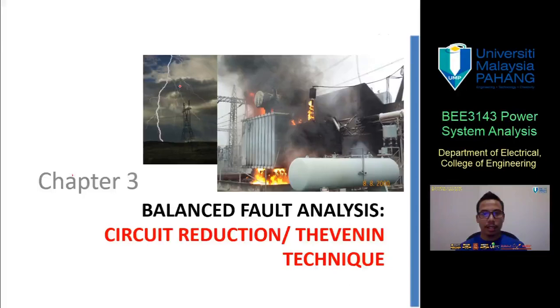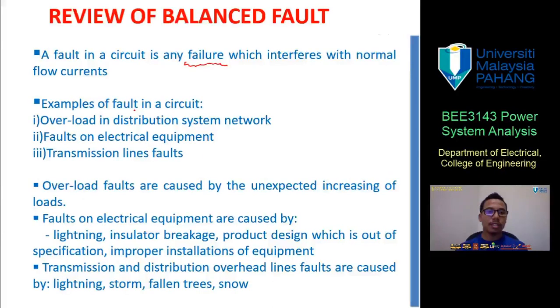Okay, a fault in a circuit is any failure which interferes with normal flow of currents. So the keyword here is failure. Examples of faults in the circuit: basically overload, which is the normal term that we use, overload in distribution system networks, faults on electrical equipment, and transmission line faults. So it can come from the electrical appliances or equipment or transmission lines, right?